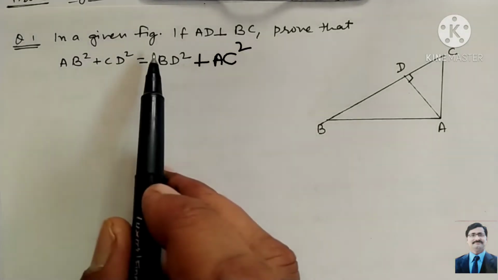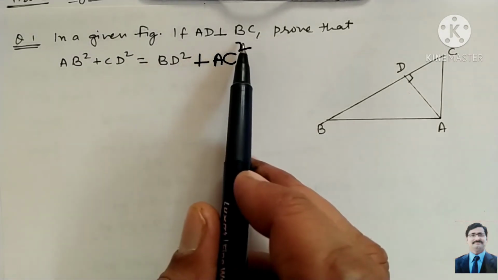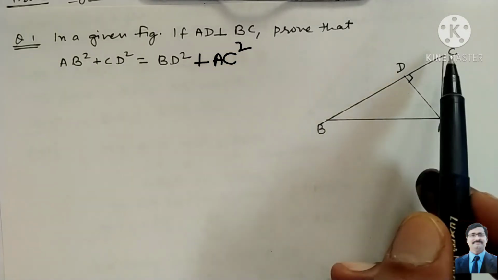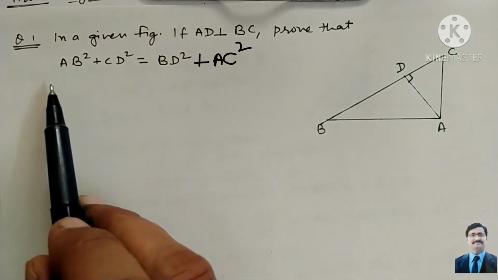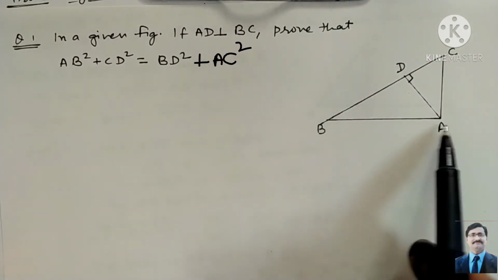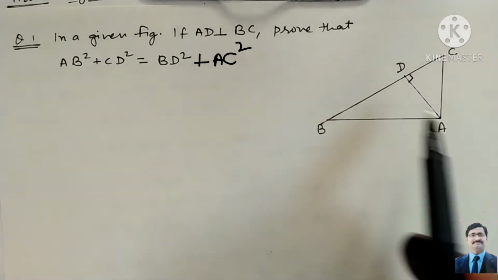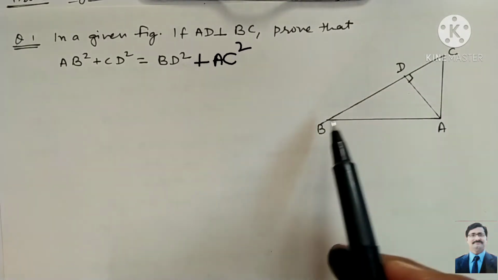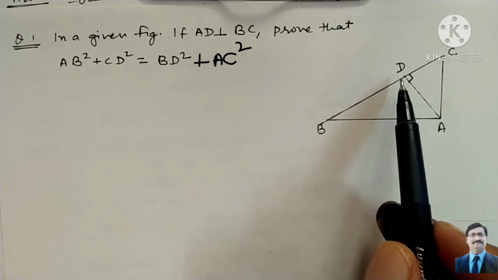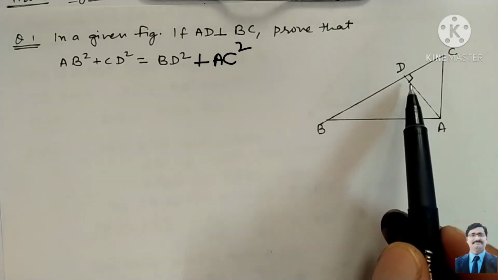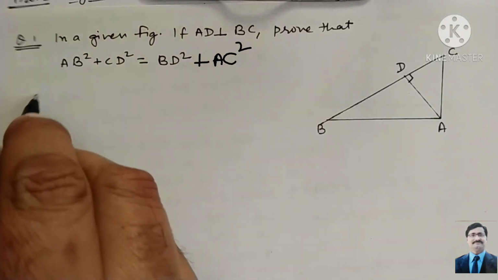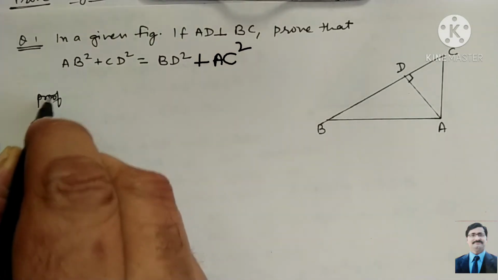In a given figure, if AD is perpendicular to BC, we have to prove that AB square, means square of this AB, and CD is this side, equal to BD square plus AC square. Here how we can prove? Look here, we can write in proof.